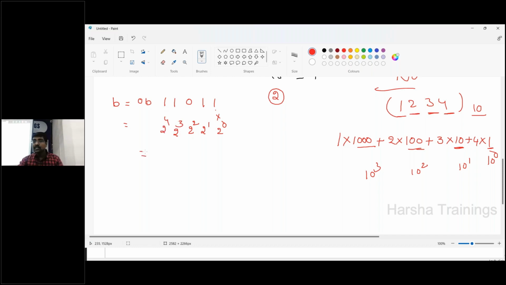You got it? Perform some operation. 1 into 2 power 4, 16, plus 1 into 2 cube, 8, plus 0 into 2 square, 0, plus 1 into 2, 2, plus 1 into 2 power 0 is 1. Now, what is the answer? 16 plus 8, 24. 24 plus 2, 26. 26 plus 1, 27. We are getting the same output. Whenever a binary number is given, the system automatically converts it into decimal. This is the internal logic. Clear?